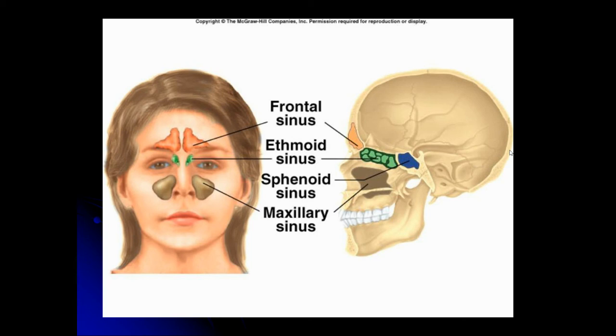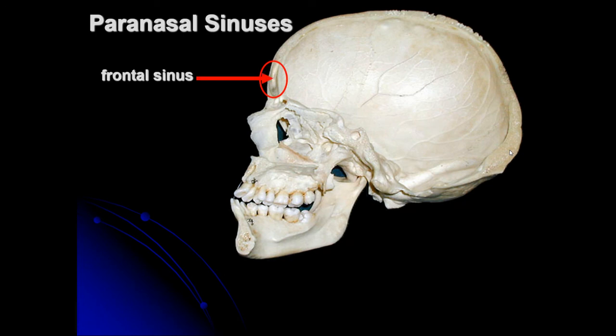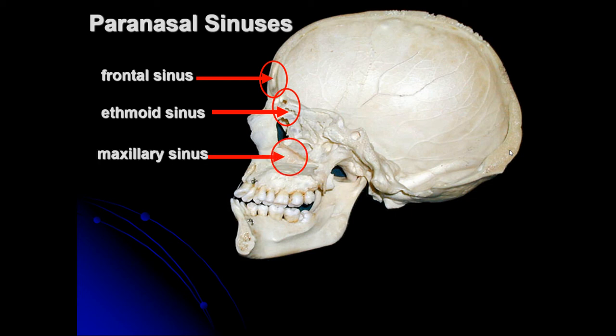So if we were to do a sagittal section through the skull, we should be able to see these hollow spaces, and we can. So here is a frontal sinus. Here is the ethmoid sinus. There's the maxillary sinus, and here are sphenoid sinuses.